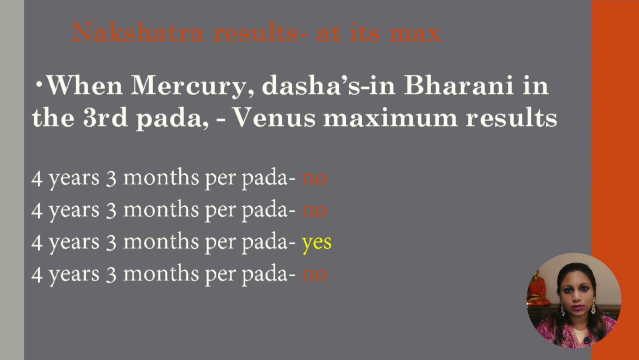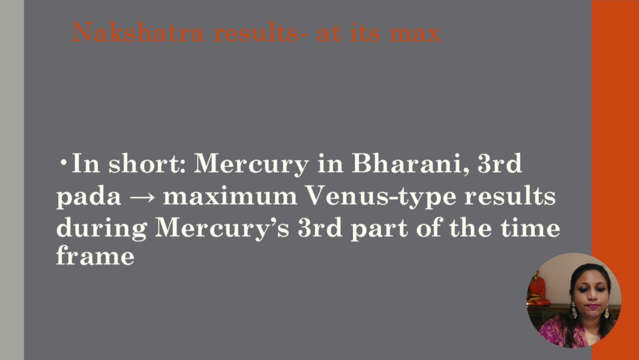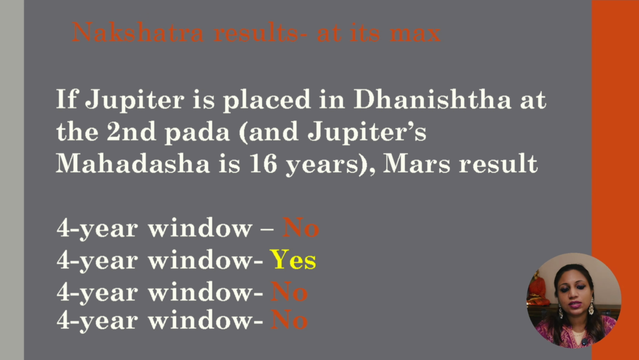Now Bharani belongs to Venus. So Mercury has to provide Venus's results, but when? We divide Mercury's 17 years into 4 parts. In the third category of 4 years, 3 months, Venus's maximum results will be received. If Jupiter is placed in Dhanishta, second pad, Dhanishta is a nakshatra of Mars. Mars's maximum results will be received after we have completed Jupiter's first 4 years. Then in the 4 to 8 years, Mars's results will become very prominent.